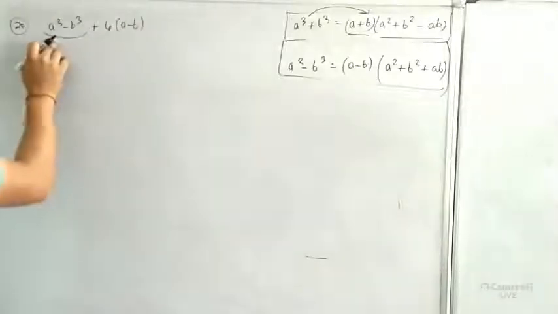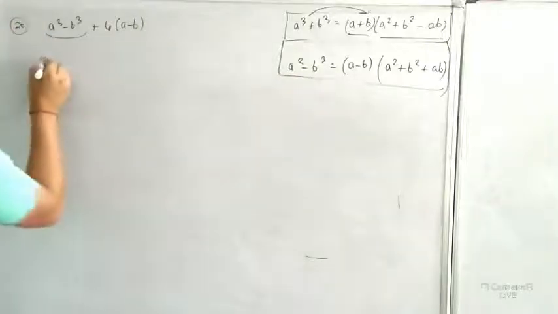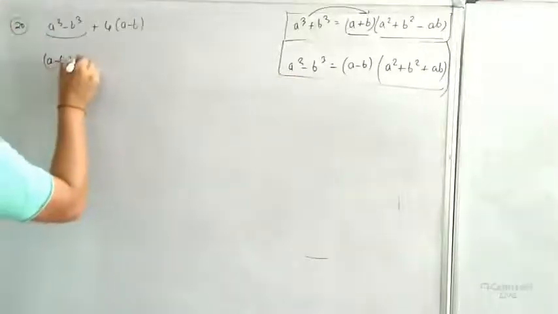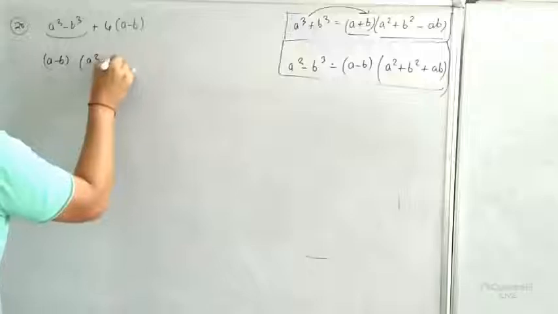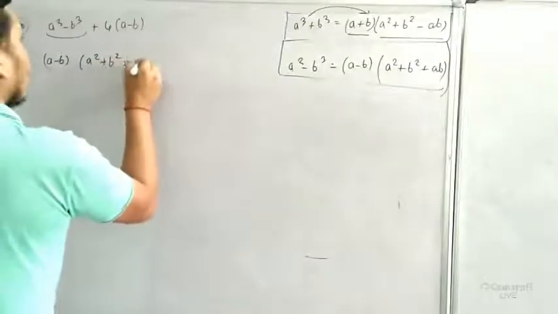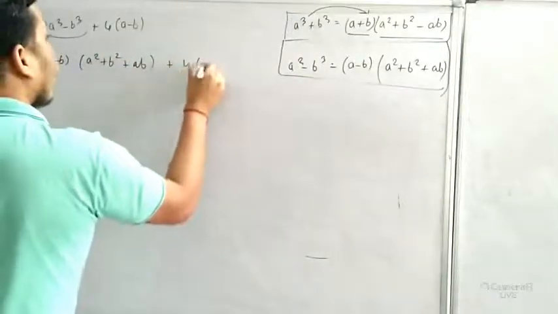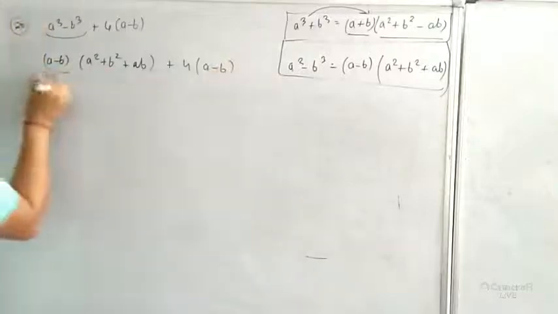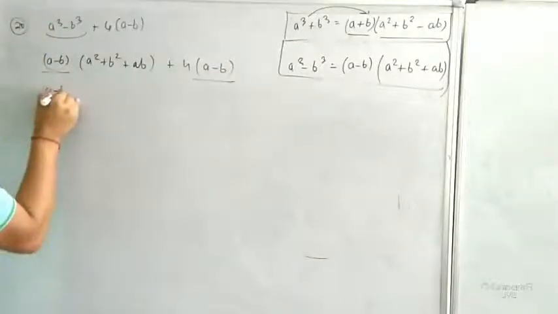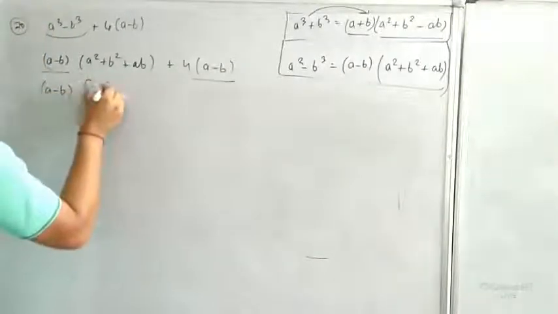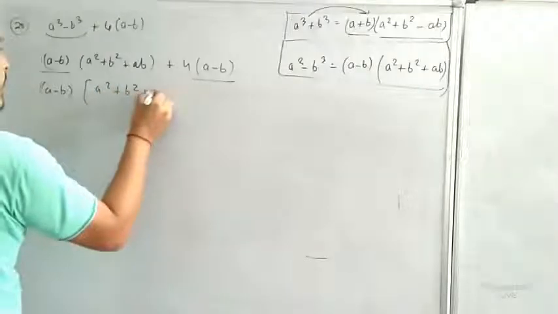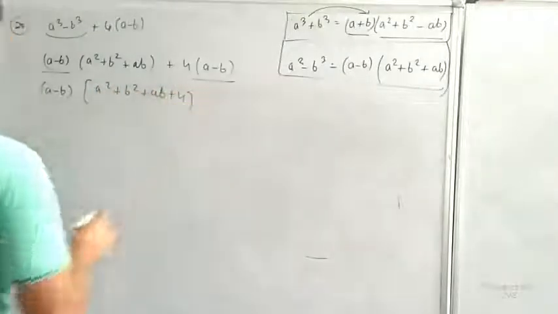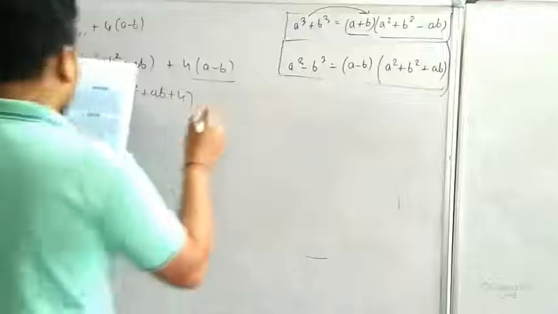What will its value be? a cube minus b cube is (a minus b) times (a square plus b square plus ab), and plus 4(a minus b). So (a minus b) is common out. Remaining is a square plus b square plus ab and plus 4. Okay. Next question number 21.